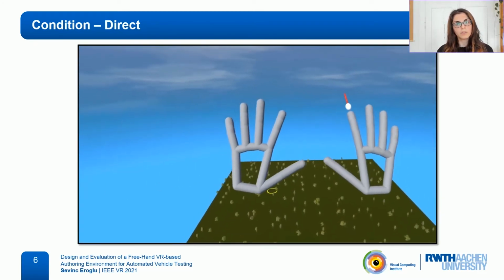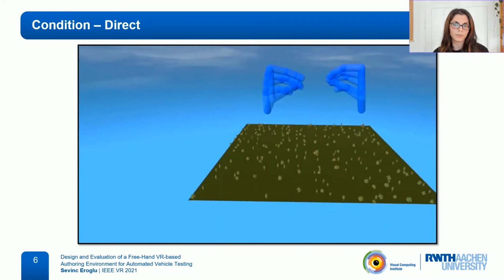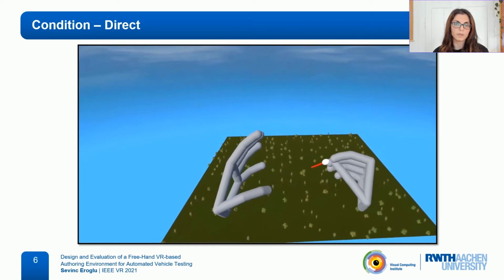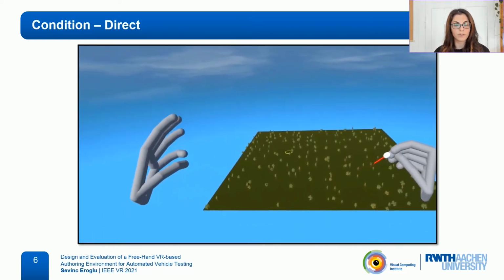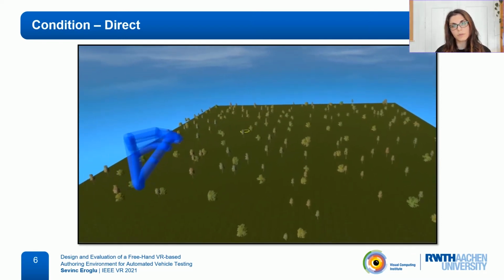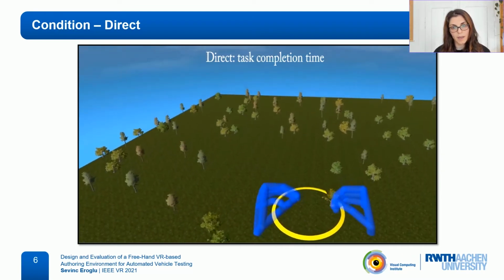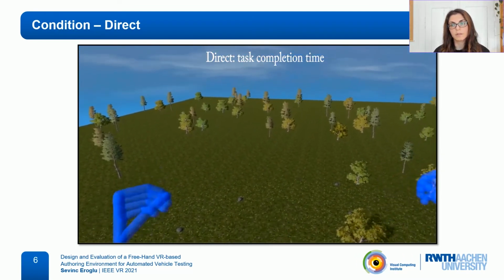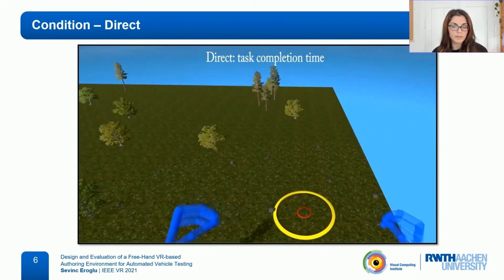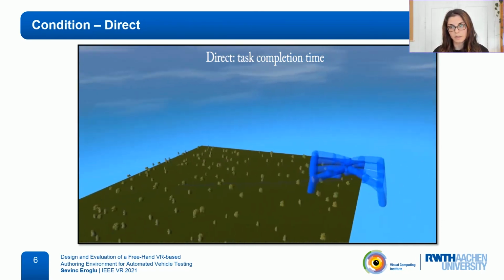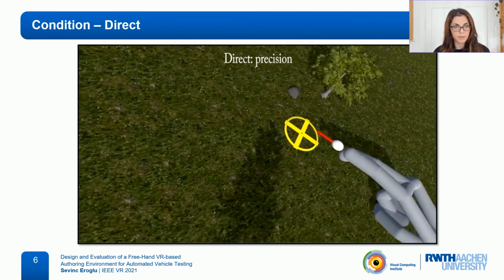In the direct condition, navigation is performed by using two-handed gestural input. It is enabled when the user performs a grab gesture with both hands. Moving the grab hands apart or closer, zoom in or out is executed respectively. Objects are added onto the terrain via the indicator that is attached to the index fingertip. Participants were instructed to be as fast as possible in the task completion time and as precise as possible in the precision task.